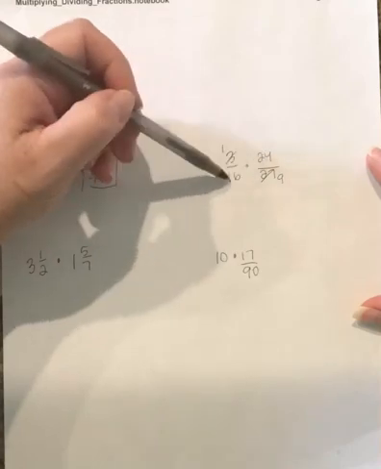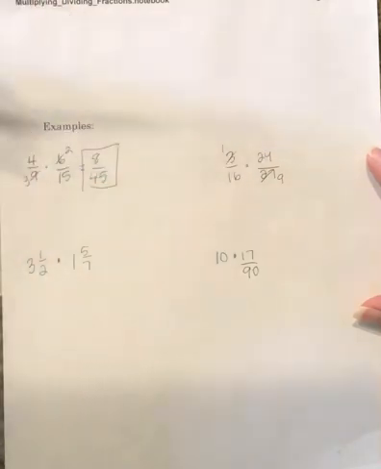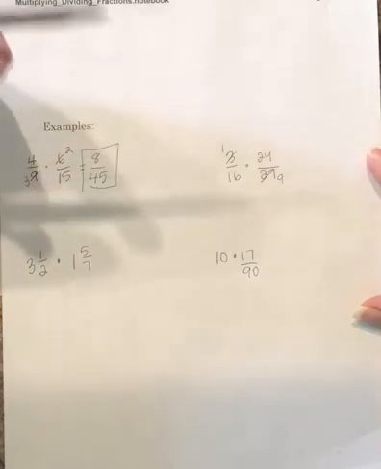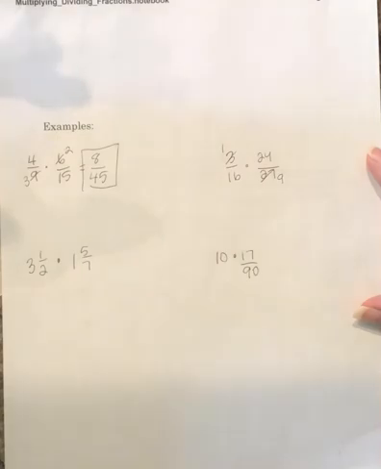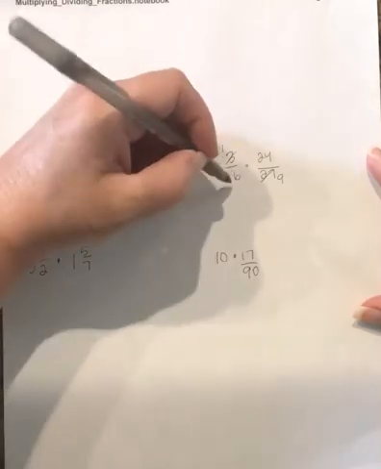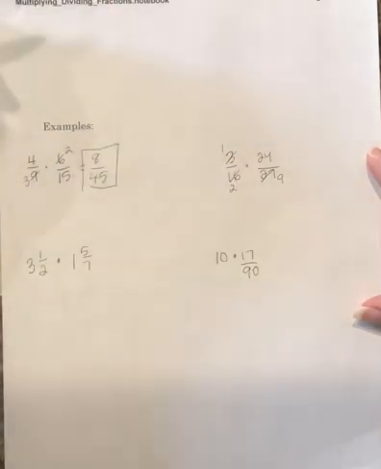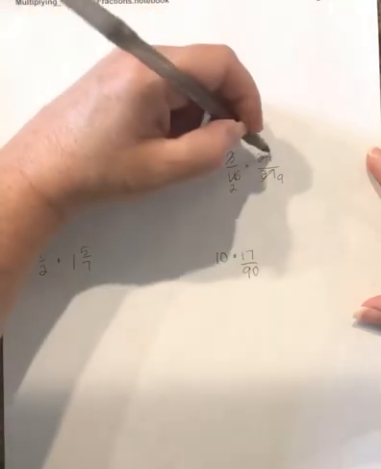Then I'm going to look here, 24 and 16. The greatest common factor there is 8. Again, there's 2, there's 4, but if I find the greatest common factor, I can do all my simplifying in one step. So I'm going to divide both by 8. 16 divided by 8 is 2, and 24 divided by 8 is 3.